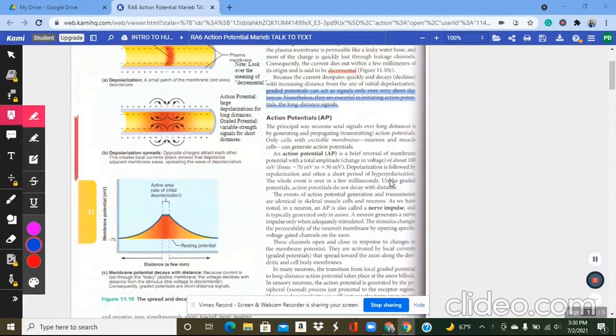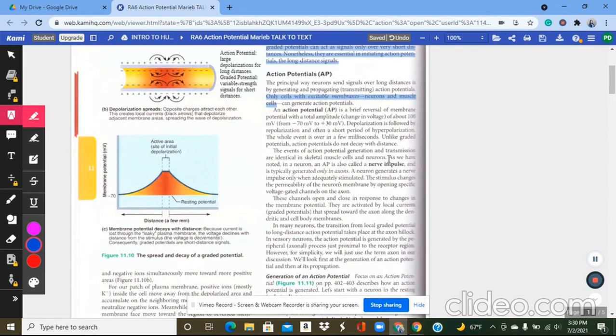Okay, so let's move on. Action potentials, or AP. The principal way neurons send signals over long distances is by generating and propagating, or transmitting, action potentials. Only cells with excitable membranes, neurons and muscle cells, can generate action potentials. I think that's pretty important information that needs to be highlighted, just so we're reminded that only excitable membranes like neurons and muscle cells can generate action potentials.